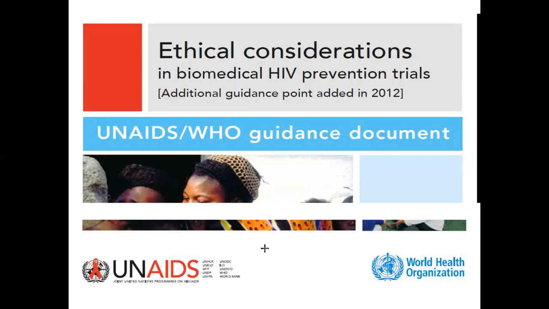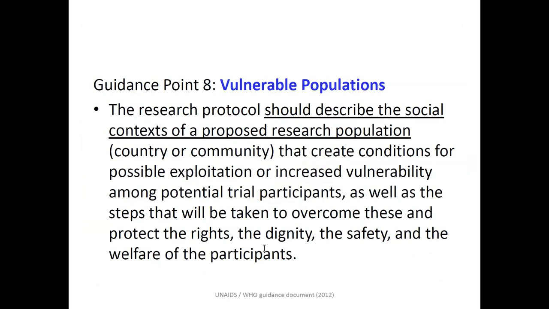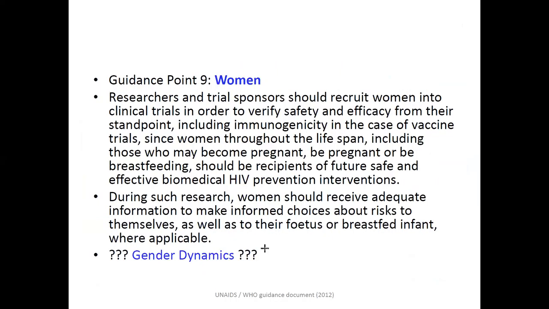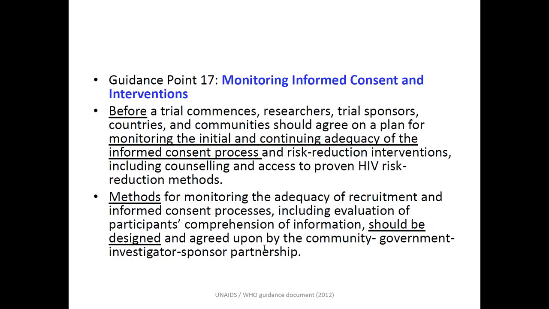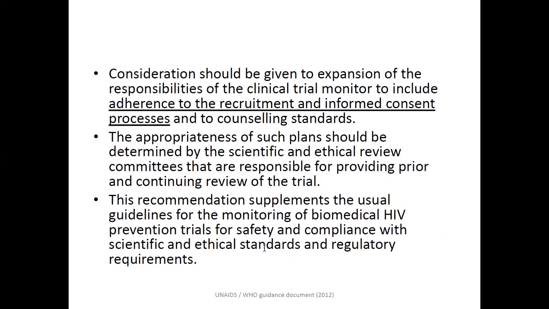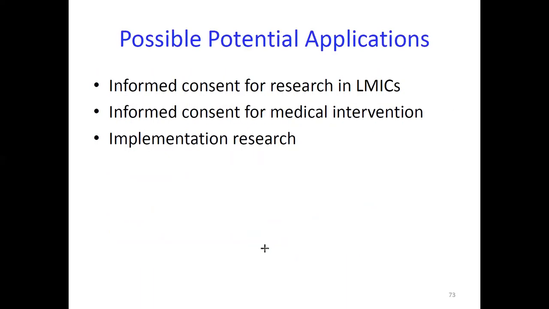In this guideline from UNAIDS and WHO, the same facts are reiterated. The issue of vulnerability I have already talked about. This document tries to align vulnerability with context as well, and calls for approaches that address this challenge. It also talks about special groups, like women and gender dynamics. And finally, they talk a lot about the need for monitoring and maintaining standards in the informed consent process in HIV/AIDS research. And I believe RA would be an approach for addressing that. So I'll just skip those texts.